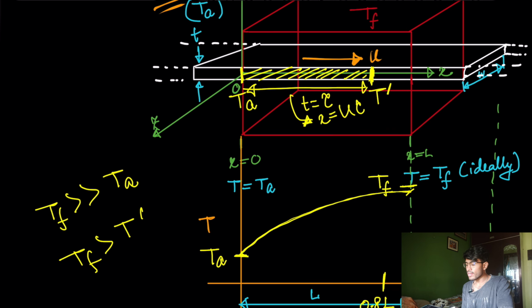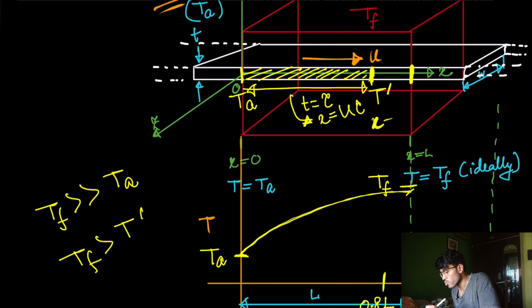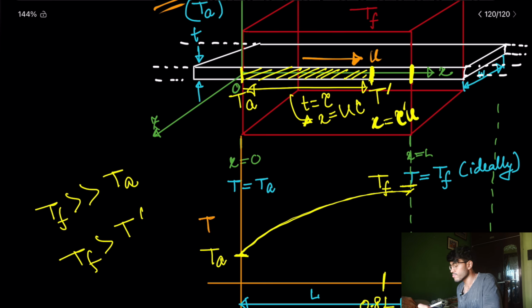Now what is happening after x equal to L, that is after the rod, after this section? I am talking about this section only. Now this section has passed the whole furnace, maybe at x equal to some tau dash into u, where tau dash is the time at which this portion has passed through the whole furnace.